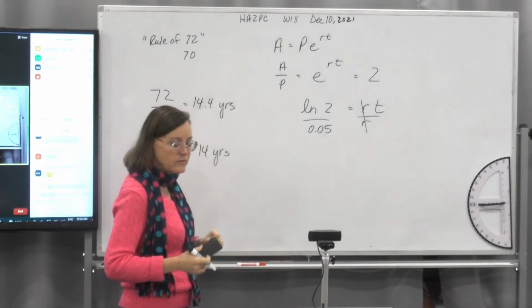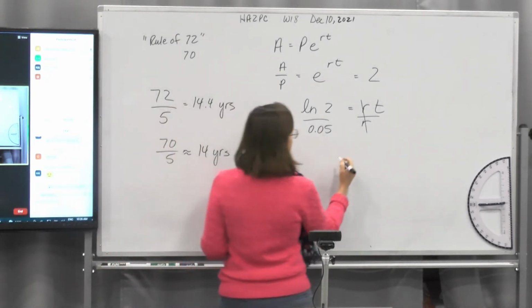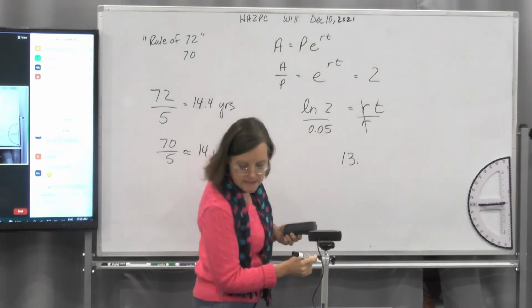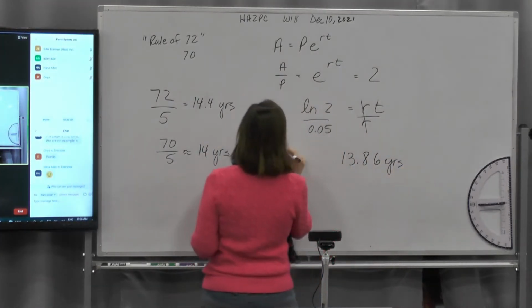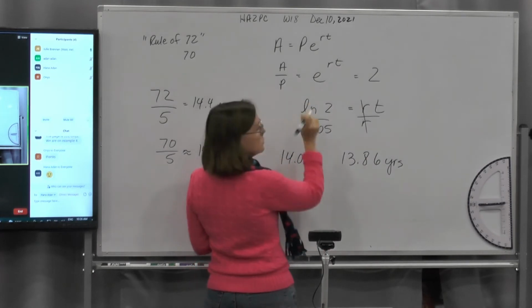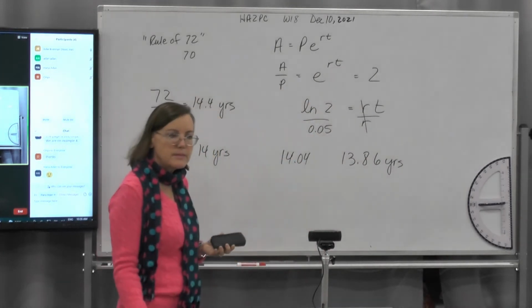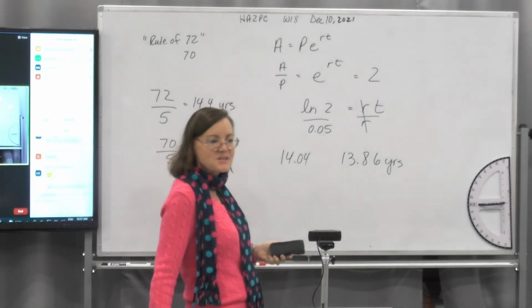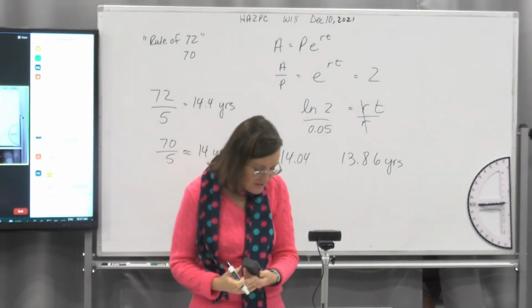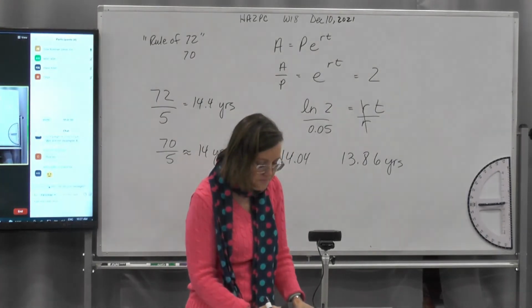Either way, if we do continuous, we get 13.86 years, I think, versus the 14.04 if we use the original compounding semi-annually. So we don't pick up a lot, but we can pick up a little bit. It doubles a few months earlier.